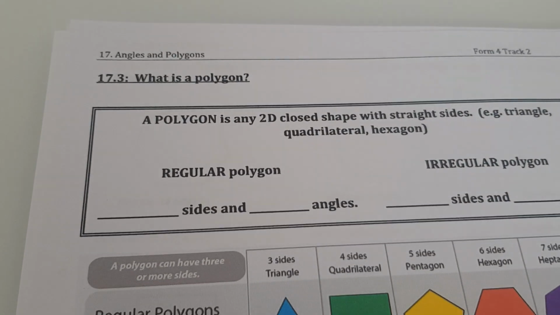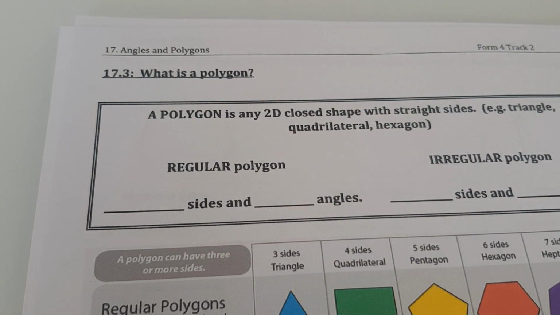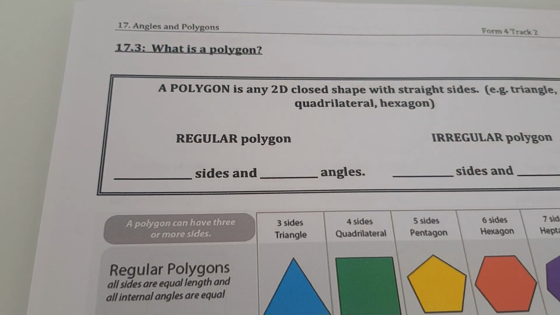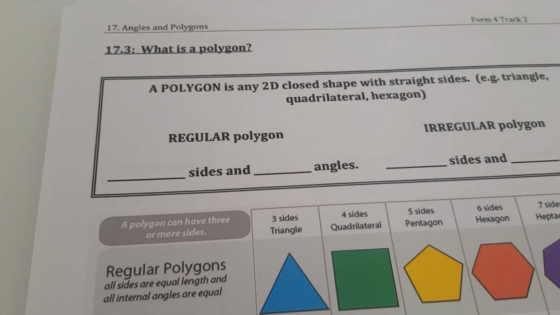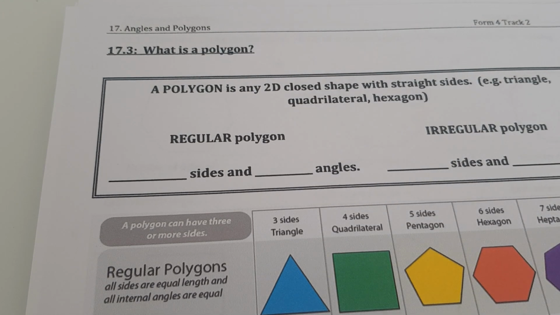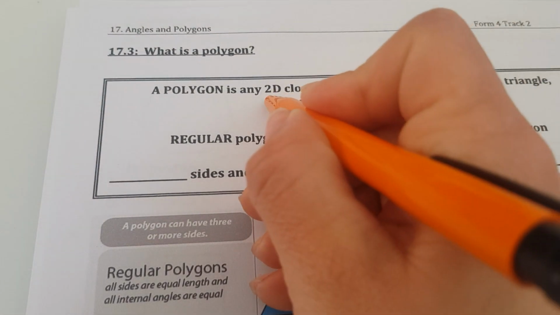Hello, good morning. So, I'm going to continue with the topic of angles and polygons. We're going to deal with polygons now. So, basically, what is a polygon? A polygon is a shape that is 2D. So, I can't be talking about cubes or cuboids or cylinders or cones. That's not correct. It has to be 2D.